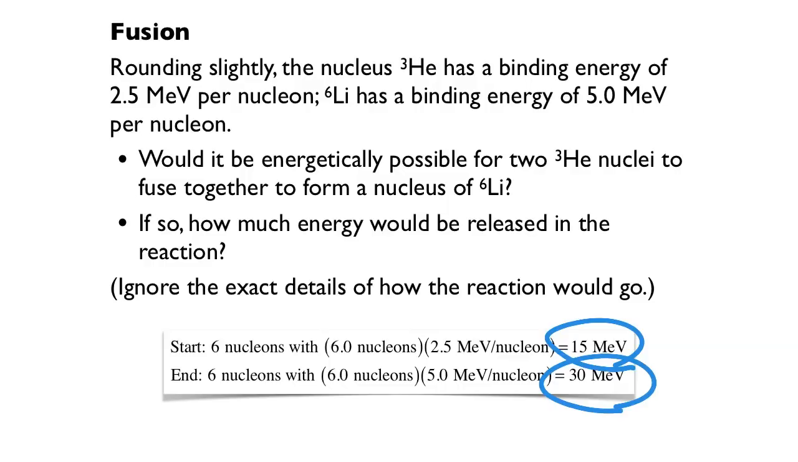That's my binding energy. I've ended up with something which is more tightly bound than what I started with. And since I've gone to a situation that's more tightly bound, I release energy. As a matter of fact, if you did this fusion, you would release 15 million electron volts of energy. Fusion reactions are extremely energetic, they produce a great deal of energy. And you can see that from this calculation.